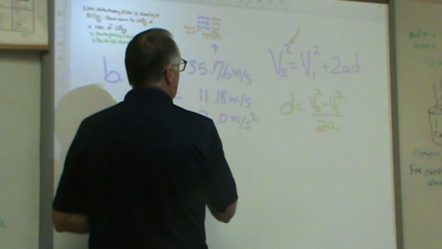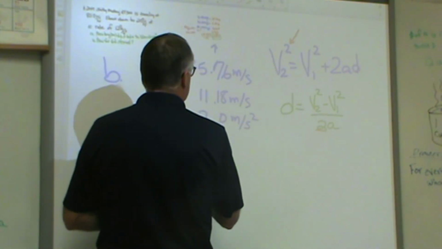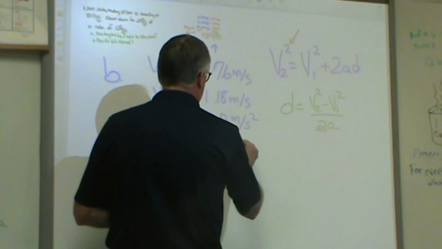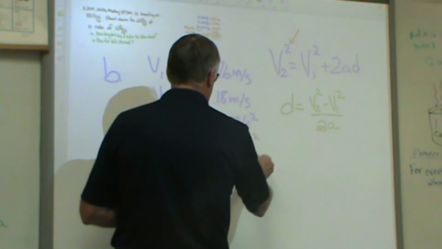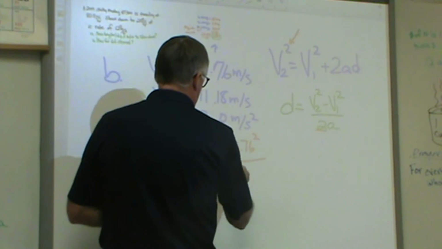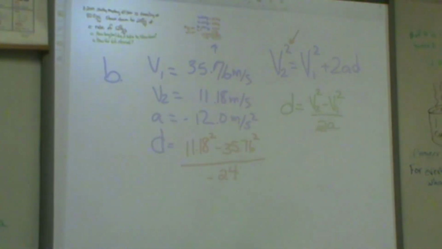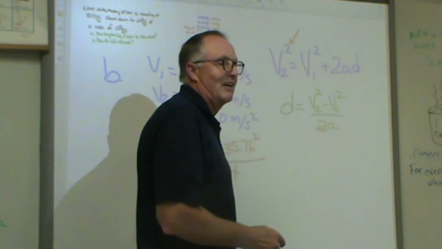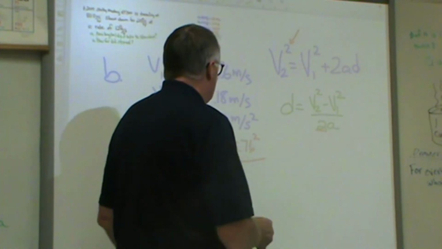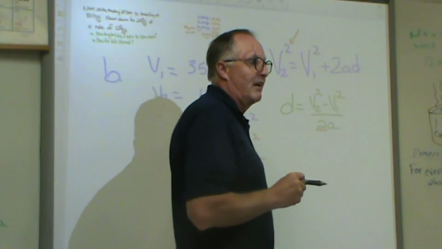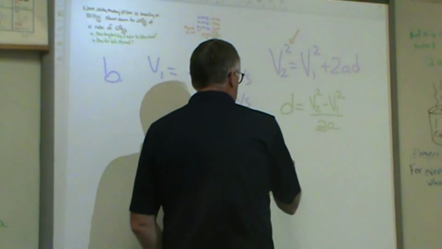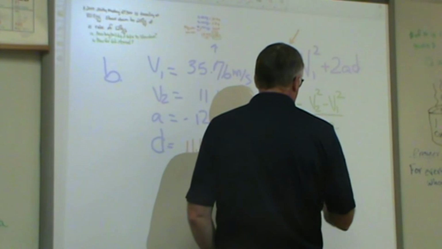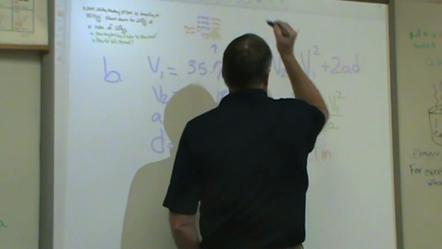So D equals 11.18 squared minus 35.76 squared, all over negative 24. I did that one. I got 48.07. Okay, this might not be realistic. I'm not sure that your Mustang can slow down at 12 meters per second squared, because I don't think you're going to go from 85 to 25 in 40 meters. That's right. What did you get? 48.07. So 48.1 meters. Get the unit on there.